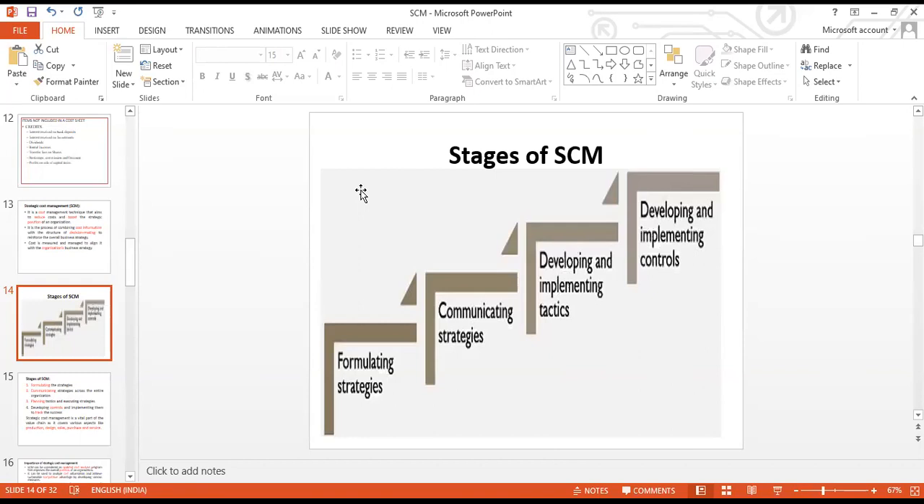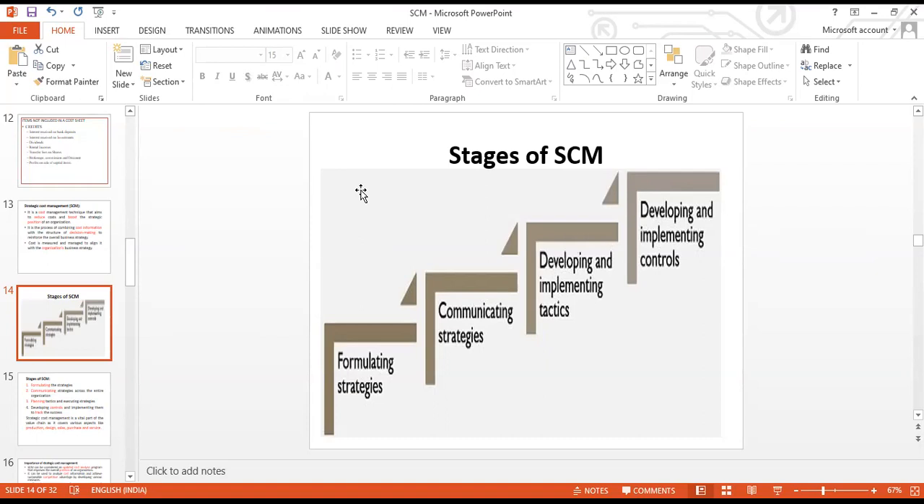And last is developing and implementing the control. So we should have control. We should keep the control. We should manage these policies. And we should also check whether these are being implemented smoothly or not. So there are four stages in the strategic cost management.